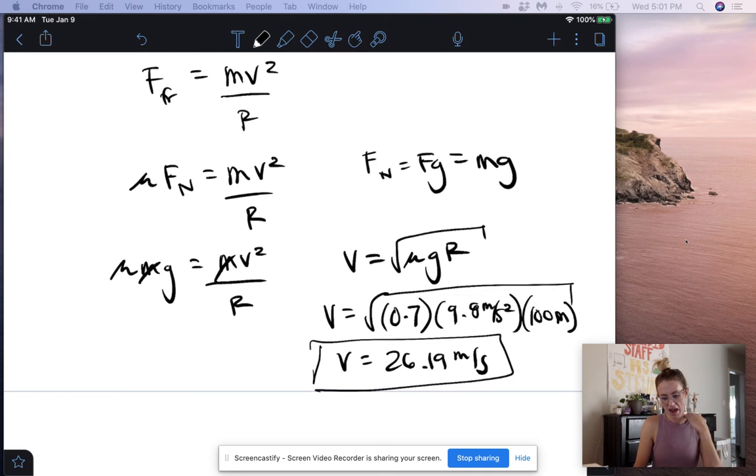Now that is actually pretty fast to be rounding that curve. It's about 50 miles an hour-ish. Of course, this is for dry pavement. If the pavement is wet, then it's going to be more slick, meaning that the coefficient of friction is less. So the actual speed limit that should be posted should be much less than this.